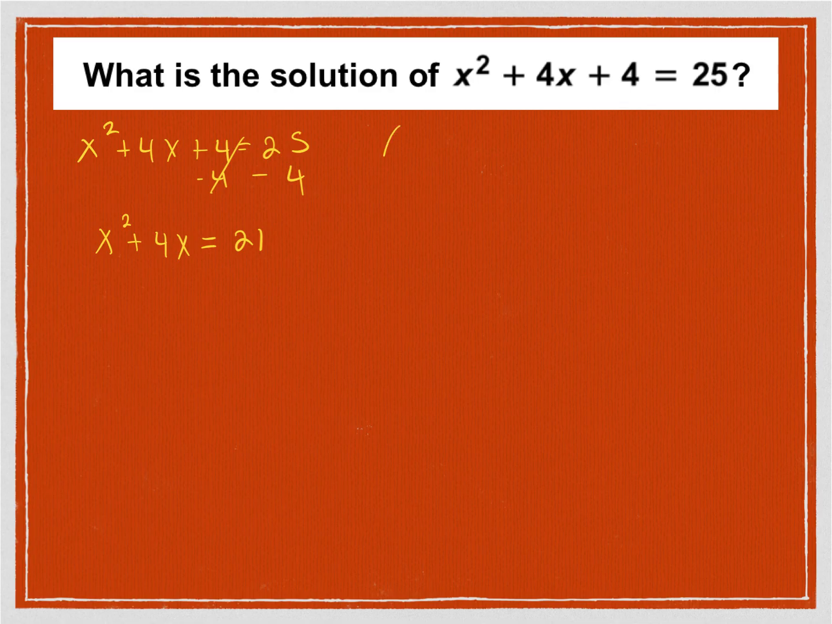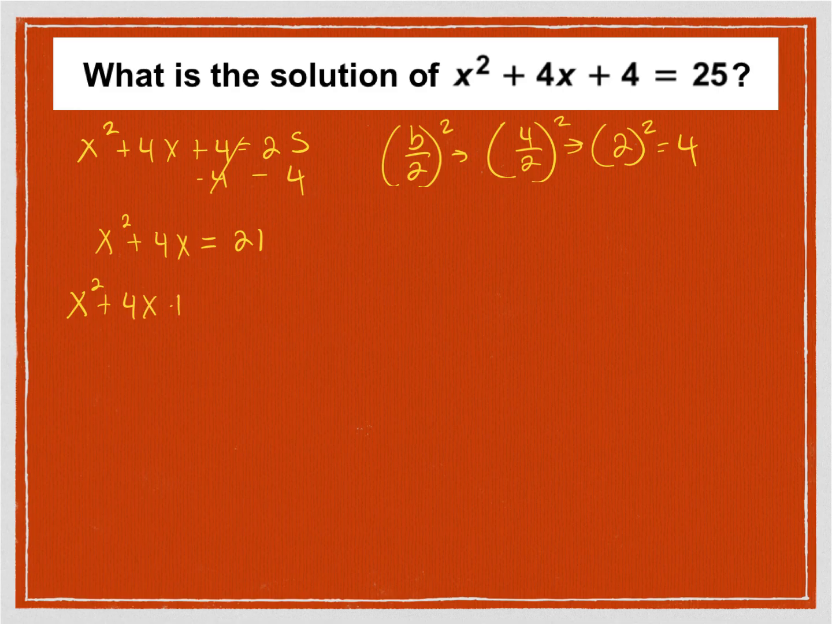Let's find our b over 2, sorry, our b over 2 squared. That's going to be 4 over 2 squared. That is 2 squared, so it's 4. I will add 4 on both sides. So the third, I think it was the third step, we add the b over 2 squared on both sides. So x squared plus 4x plus 4 equals 21 plus 4.